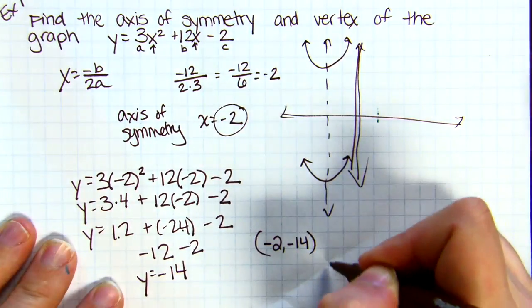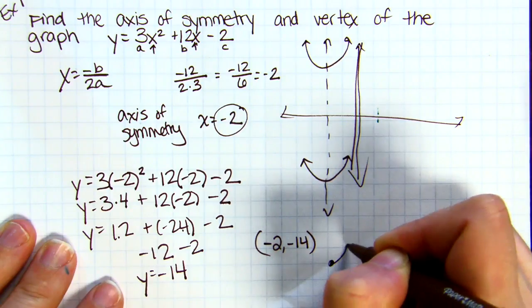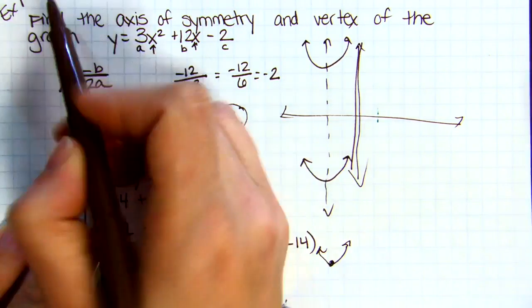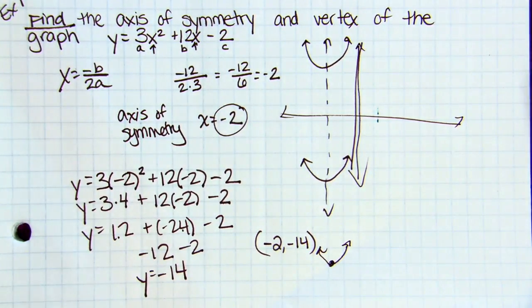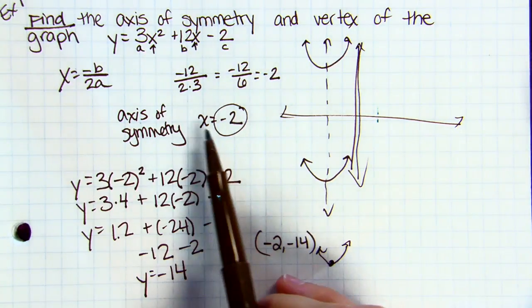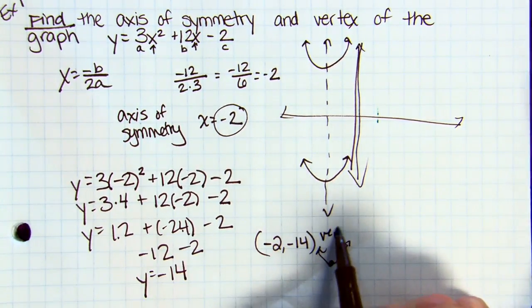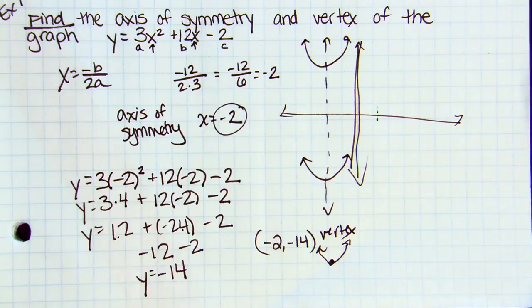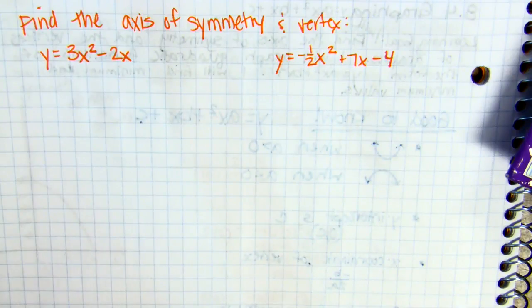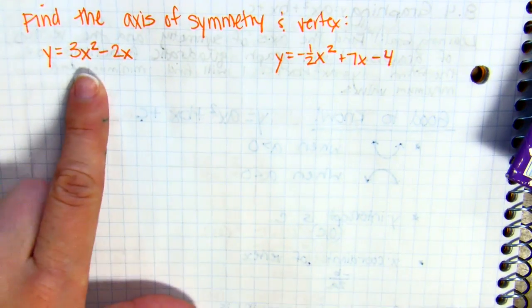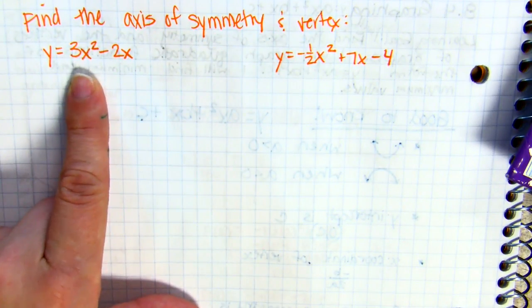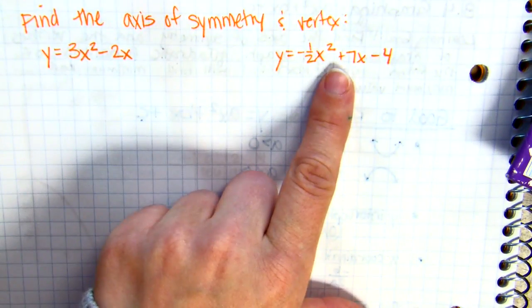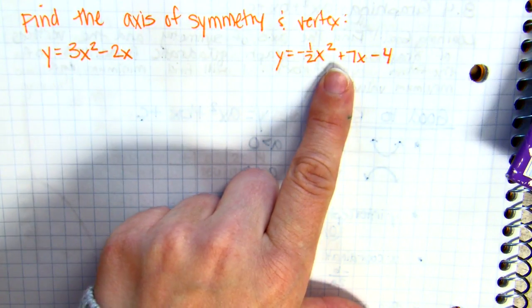So that tells me my graph is actually going to be way down here somewhere. But remember, this just had you find them. We don't actually have to graph it. So axis of symmetry, vertex. Okay, now for an on your own, find the axis of symmetry and vertex of y equals 3x squared minus 2x and y equals negative 1/2 x squared plus 7x minus 4.